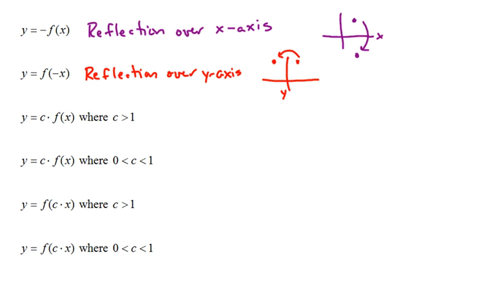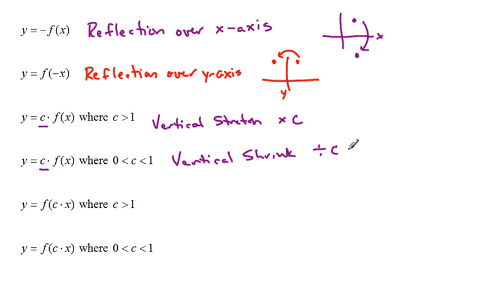All right, now we go down here and we're multiplying by c on the outside in both of these. The difference is if we multiply by a number bigger than 1, then we have a vertical stretch. And sometimes we like to say times c, because that's what we're doing, we're multiplying by c. Whereas when we have a number between 0 and 1, then we have a vertical shrink. And that means that it's going to get divided by c.